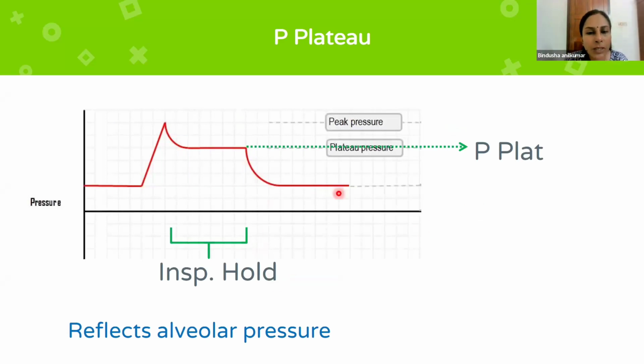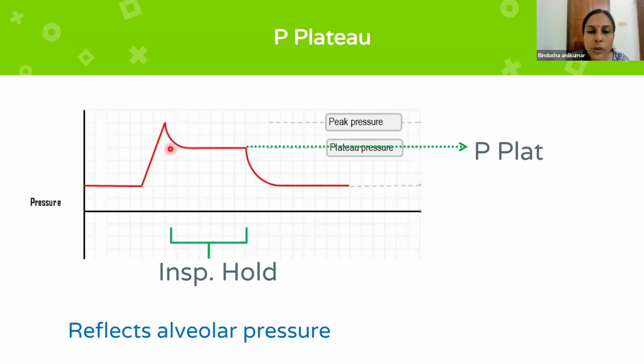Okay. Now we are going to the next value, that is P plateau. I think Amrita discussed this also yesterday. So what you need to know is that PIP is the peak inspiratory pressure, the maximum pressure which is generated in the airways.